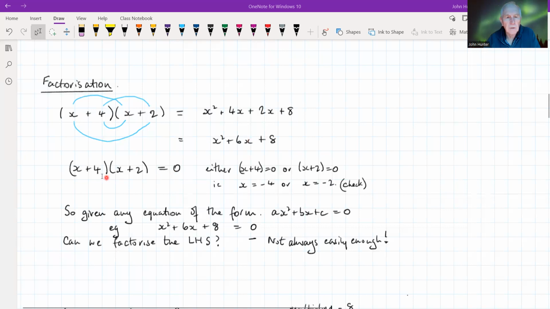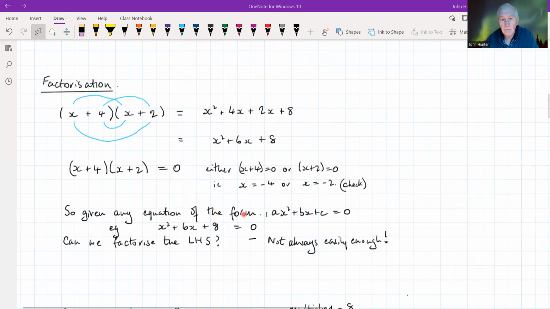When you think about it, we've got two numbers multiplied together that give us 0, so one of those must be 0. Either x plus 4 equals 0 or x plus 2 equals 0. If x plus 4 is 0, then x must be minus 4, since minus 4 plus 4 equals 0. Or x equals minus 2. So we have two solutions here, minus 4 and minus 2. We can check these in our expression here, and we'll find that both of them evaluate the expression to 0.